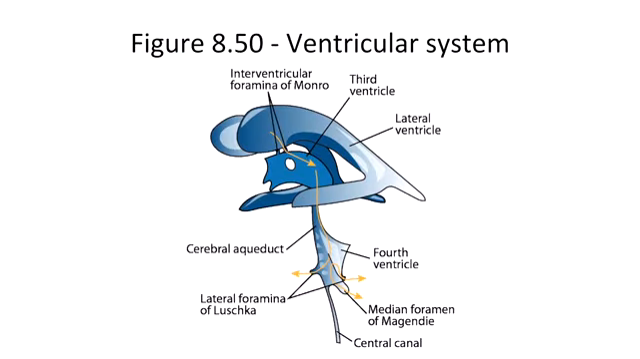From figure 8.50, we can see that the cerebral aqueduct drains CSF from the third ventricle into the fourth ventricle. Because our patient has a normal-sized fourth ventricle and a dilated third ventricle, we can deduce that the cerebral aqueduct must be obstructed. Recall that a structural block within the ventricular system is called a non-communicating hydrocephalus. So our patient has a non-communicating hydrocephalus due to obstruction of the cerebral aqueduct.